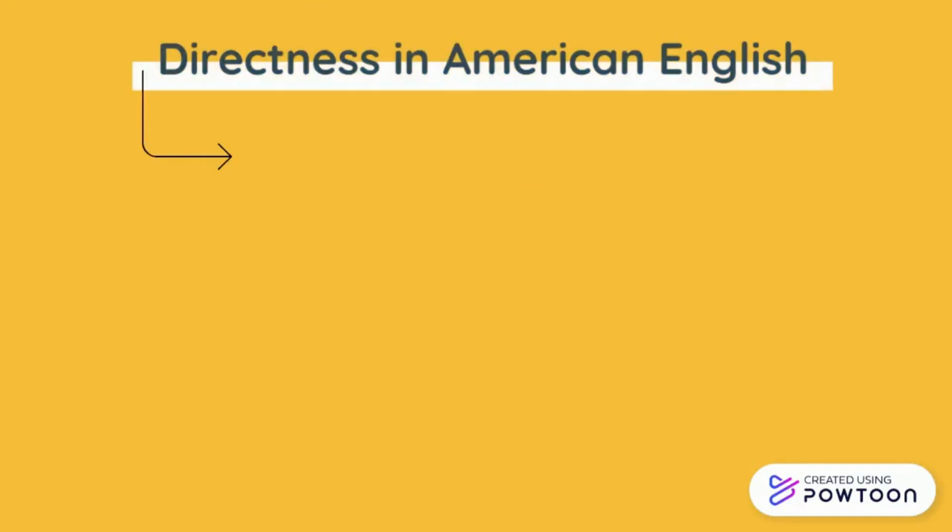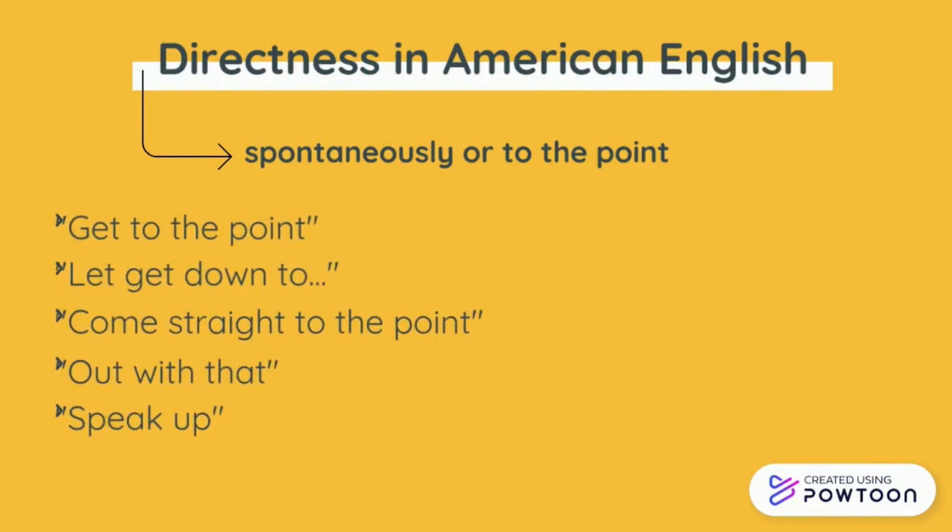Directness is the way they speak spontaneously or to the point. American English emphasizes directness in verbal interactions, and it has its own meaning. For example, get to the point. Let's get down to business. Come straight to the point. Out with it. Speak up. Those indicate impatience with avoiding issues.